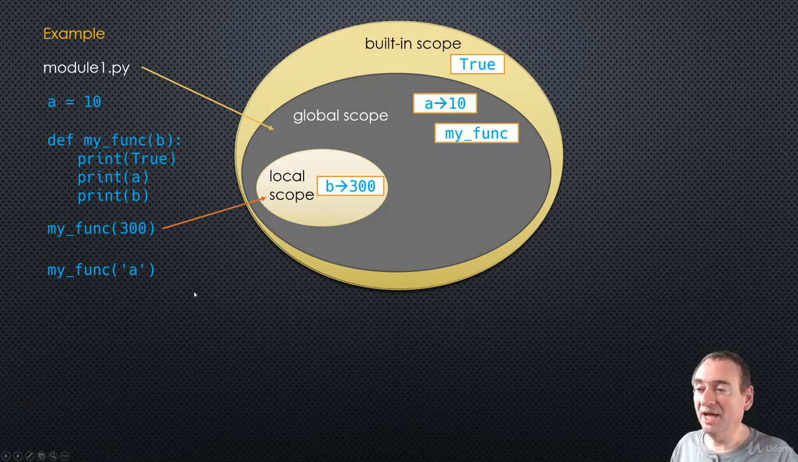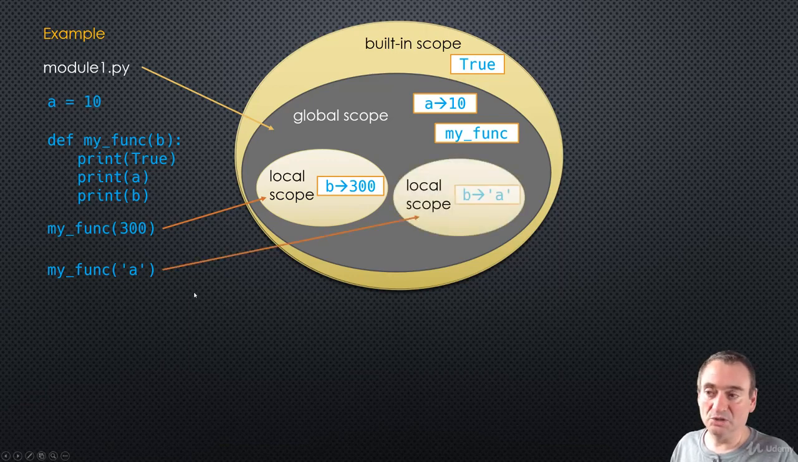If we call myfunc of A, we're creating a different local scope. And here we're passing A and we're assigning it to the label B. So now B is going to be bound to the string object A in the local scope. And so we're going to print, again, true, 10, and A.